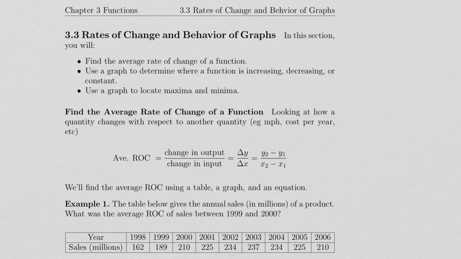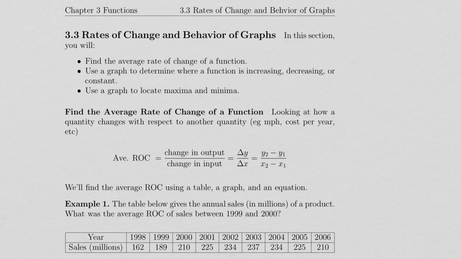So in this video I want to talk about rates of change and something called the average rate of change of a function, and we'll do it graphically, using a table, and using an equation. And then I also want to talk a little bit about the behavior of graphs, so something called the local extremum, where the graph is increasing or decreasing, that sort of thing.